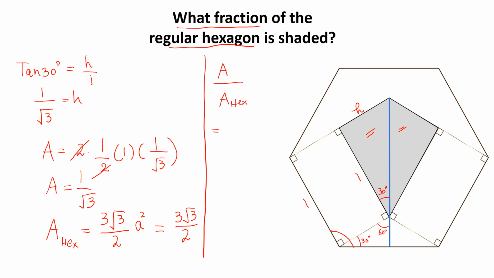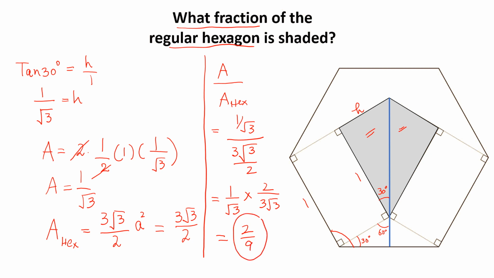Shaded area is equal to 1 over square root of 3, and area of the hexagon is equal to 3 square root of 3 divided by 2. And this is equal to 1 over square root of 3 multiplied by 2 divided by 3 square root of 3, and this is equal to 2 by 9. So 2 by 9 of the regular hexagon is shaded, and this is the required answer.